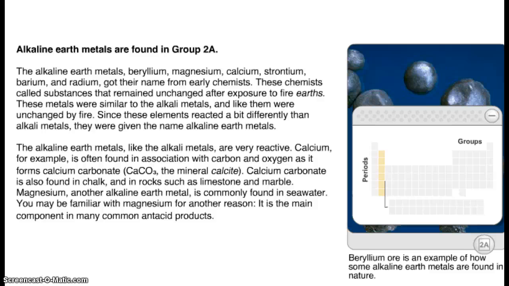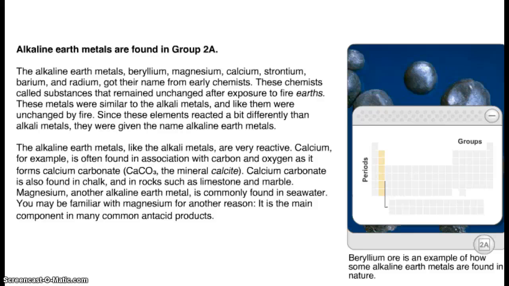These chemists called these substances that remained unchanged after exposure to fire, earths. These metals were similar to the alkali metals, and like them, were unchanged by fire. Since these elements reacted a bit differently than alkali metals, they were given the name alkaline earth metals. The alkaline earth metals, like the alkali metals, are very reactive.